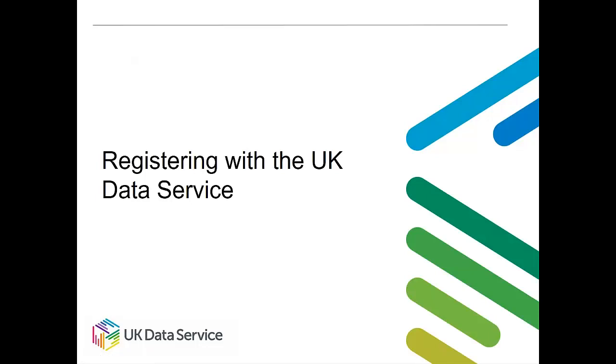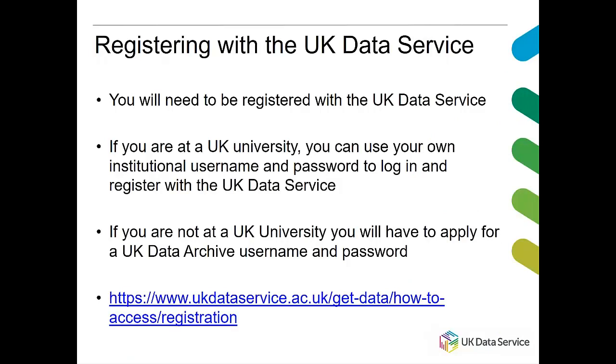Obviously, we have over 8,000 of them, so if you haven't had a chance to explore our website yet, then I recommend you just sit and have a browse and just see all the different data sets we have. To access them, you will need to be registered with us, so if you're not already, then please do that. It's a very simple process. If you are at a UK university, regardless of student or staff, then you just do that using your institutional username and password. So it's very, very simple.